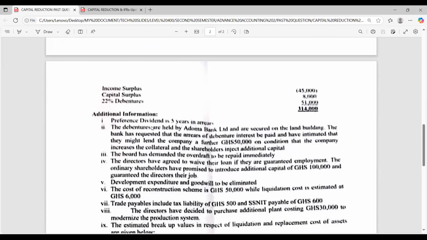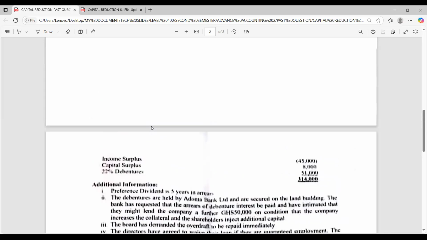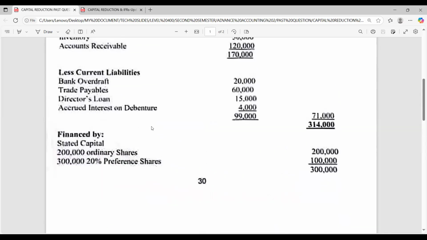Now, the additional information as a guide. Preference dividend is 5% in arrears. How do you arrive at the preference dividend? 20% preference shares. So that means 20% of the value, which is going to give you 20,000. Are you sure?